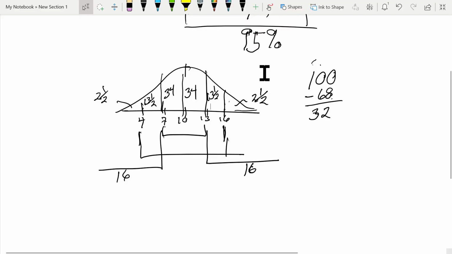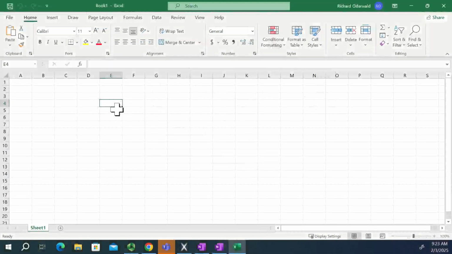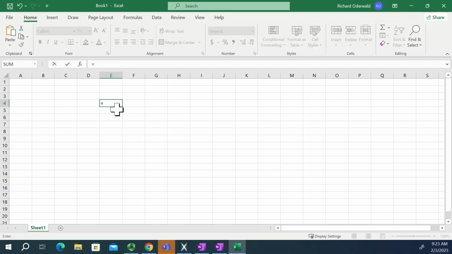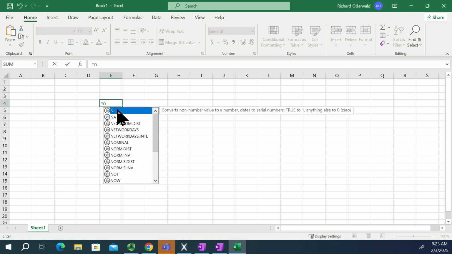Get Excel going. Pick a spot. We want equals NORM. And we've got the two main ones, norm.dist and norm.inv. Norm.dist gives us the position in the normal distribution for a number. We put in a number, we get a position. Norm.inv, we put in a position and we get a value.